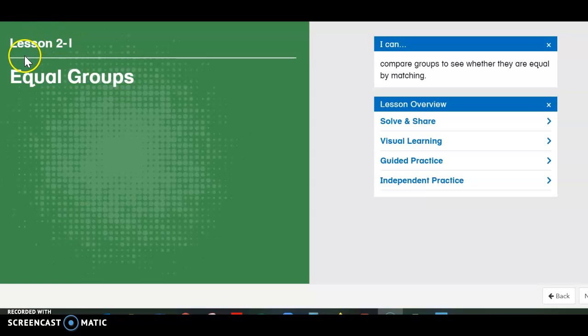Our math lesson is lesson 2.1, and we're talking about equal parts today. Your papers are in your green distance learning folder that you just brought home. And if you don't have it, we'll make sure you get it delivered today. All right, so what we're going to work on is comparing groups to see whether they are equal by matching. All right, let's continue.